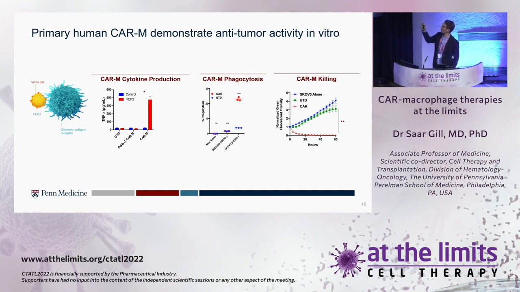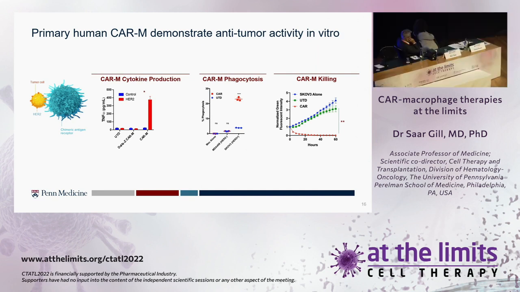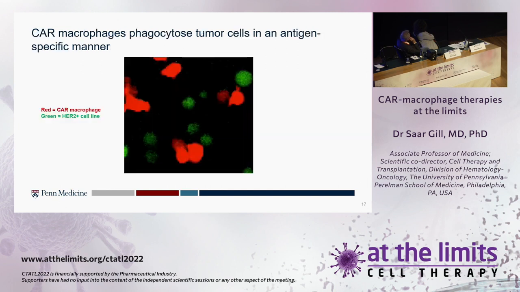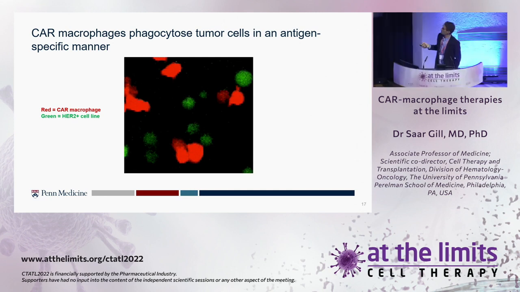And similarly, phagocytosis can be quantified both by flow and by microscopy in the middle figure there. And then killing also is shown here. The red are the CAR macrophages killing and eating a SCOV3, which is a HER2-expressing ovarian cancer cell line. So hopefully this will work.